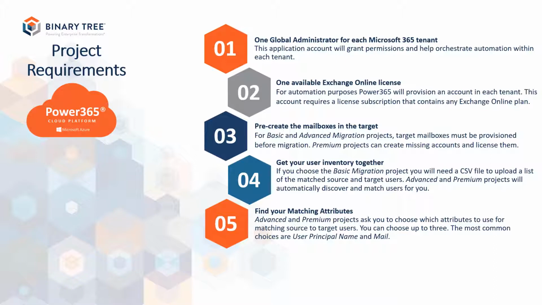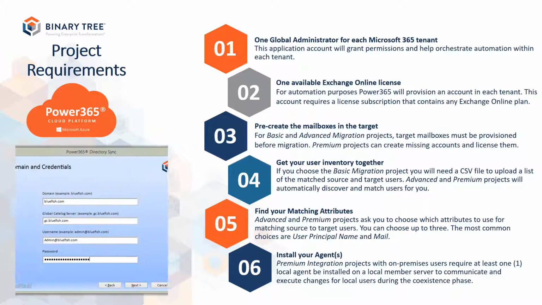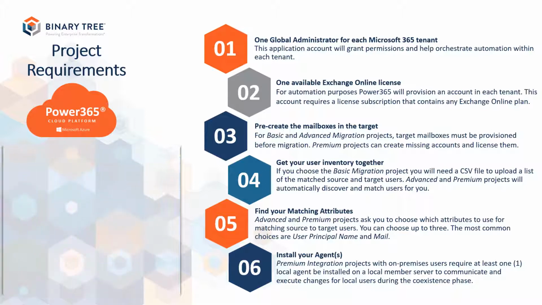If you're doing a premium integration project that includes on-premises users, you will be required to install a local agent on a local member server. This server is used to communicate and execute changes for local users during coexistence. This agent will require a local Active Directory administrator account with permissions to create or modify users and contacts. You may deploy up to 5 agents for increased scalability.